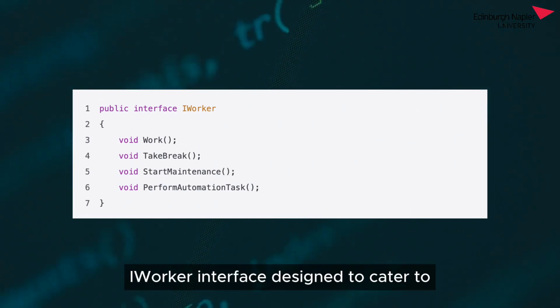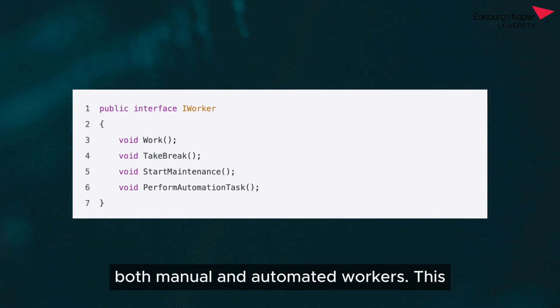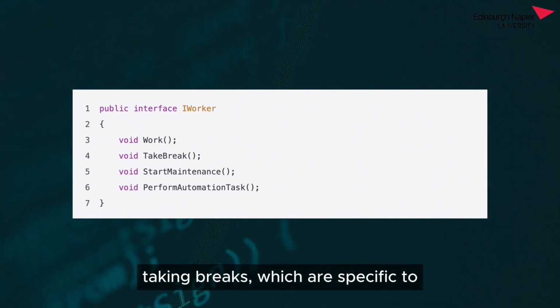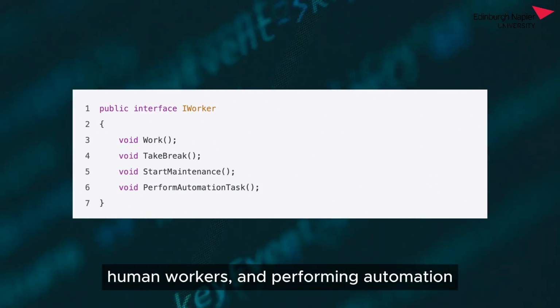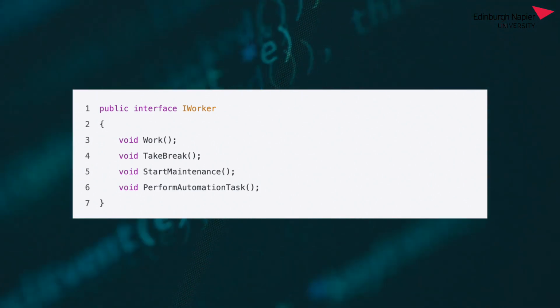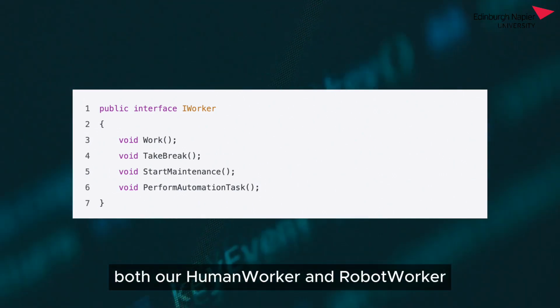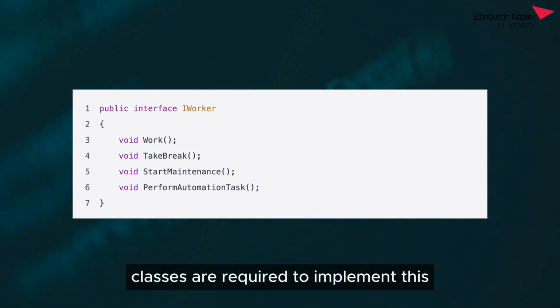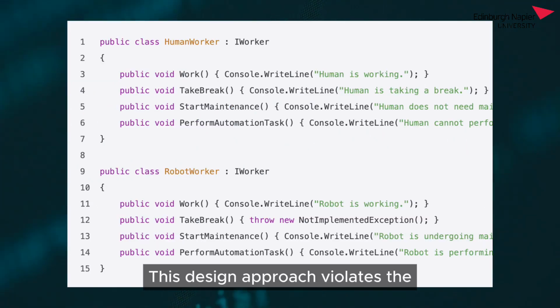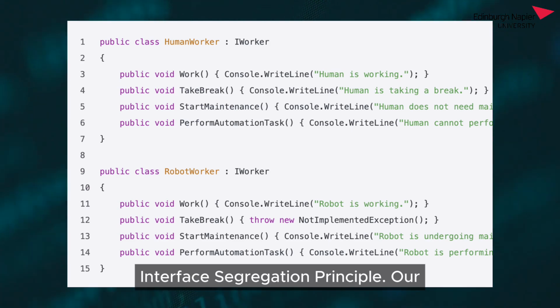Imagine we have an IWorker interface designed to cater to both manual and automated workers. This interface includes methods for tasks like taking breaks, which are specific to human workers, and performing automation tasks, which apply to robots. However, both our human worker and robot worker classes are required to implement this one-size-fits-all interface. This design approach violates the interface segregation principle.